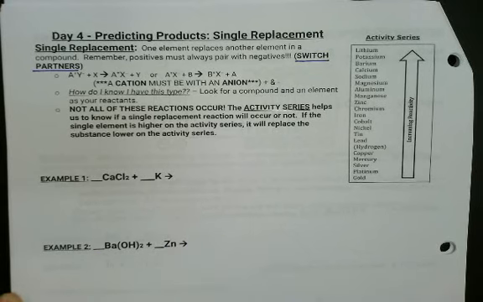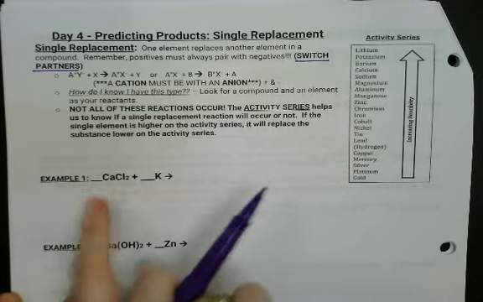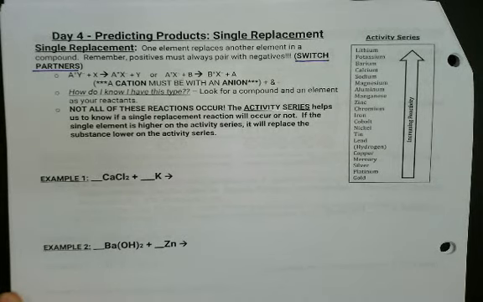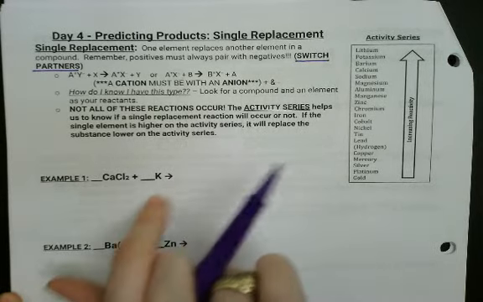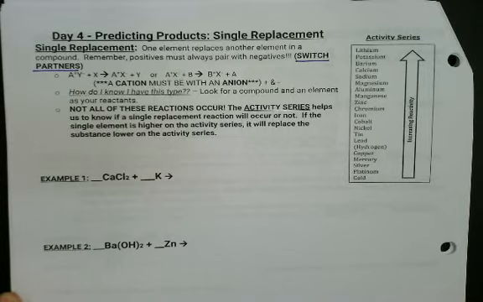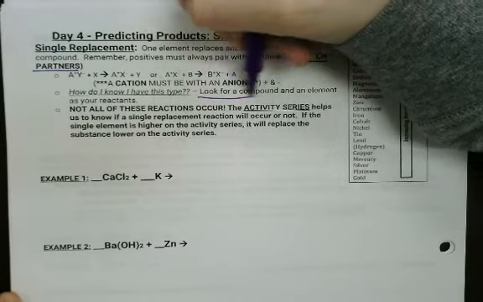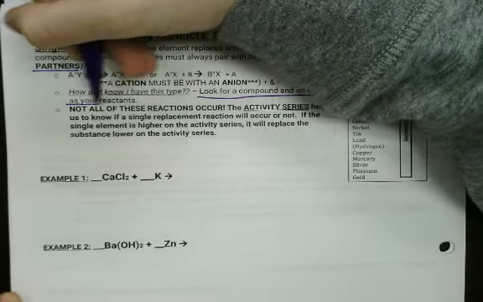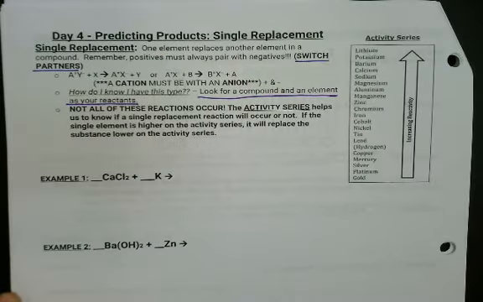Another thing you want to keep in mind is how to identify a single replacement reaction. When you are looking at a problem and you are given some reactants on the left side of your equation, you are going to look for a compound and an element as your reactants. If you see a compound and an element as your reactants, you need to be thinking single replacement reaction. And then you are going to figure out the products from there.